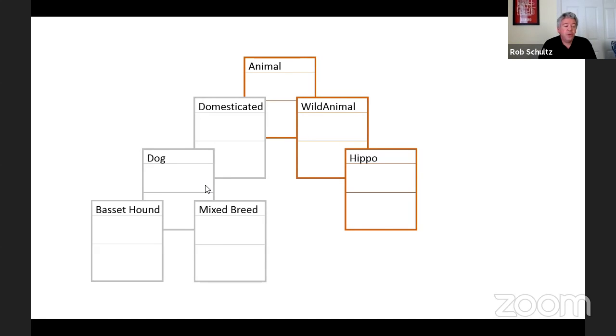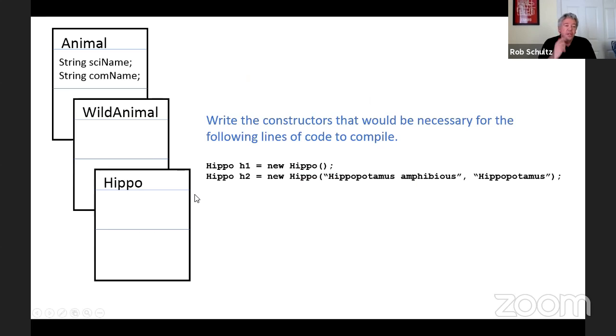Okay, so here's what I would like you to do, and it's going to be a lot of quiet airtime. I would like you to set up the constructors for our animal class, wild animal class, and hippo class. Now, notice that our animal class has 2 properties. We have a string scientific name, and we have a string common name. And I would like you to write the constructors that would be necessary for the following lines of code to compile correctly.